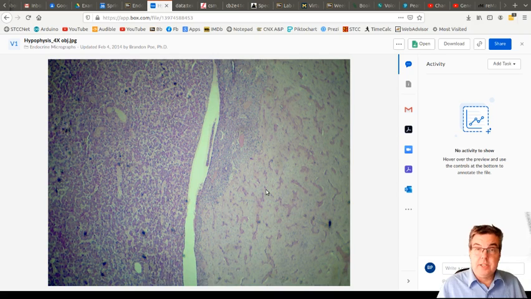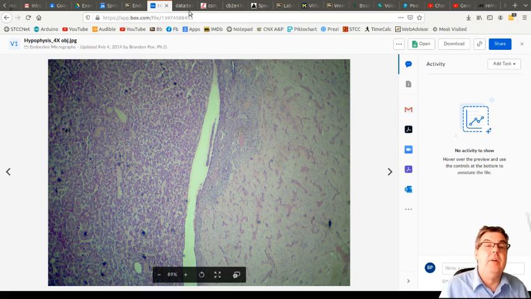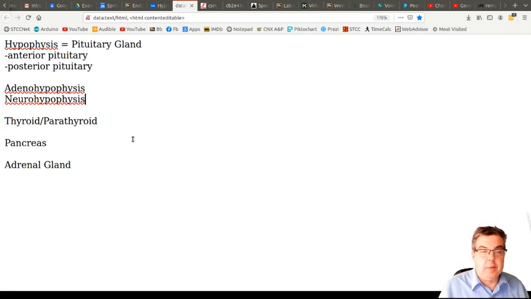One side is the anterior pituitary, one side is the posterior pituitary. One side is the adenohypophysis, the other side is the neurohypophysis. So at this point in talking about this in face-to-face class, I'd say, okay, so the difference between these two is what the prefix means. So adeno or neuro, what do those mean?